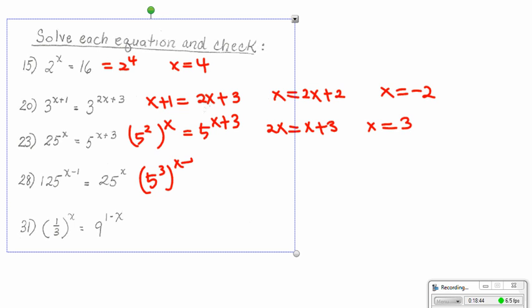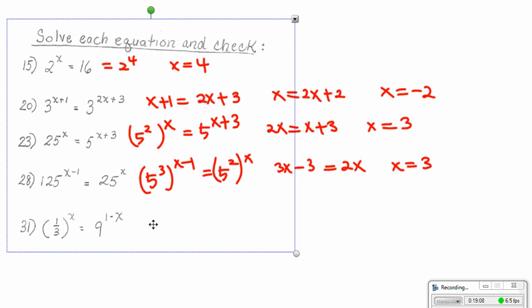x minus 1 over here. And this becomes 5 squared to the x power. So then here we have 3x minus 3 is equal to 2x. Then by subtracting 3x from each side, we get x equals ultimately 3.